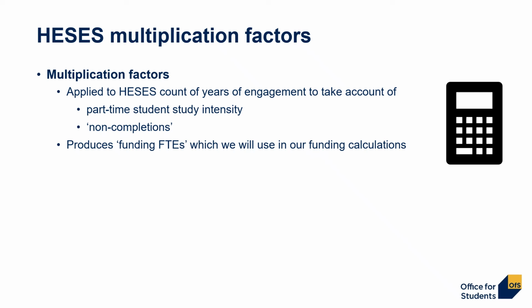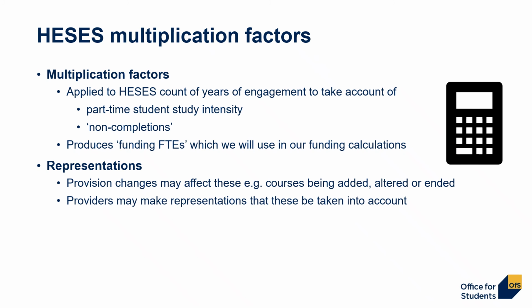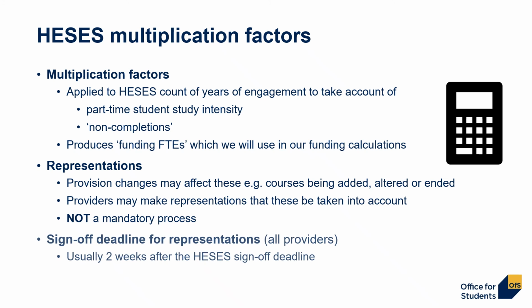However, providers may choose to make representations for some of these to be changed, for example because they are no longer appropriate for some reason, such as changes in provision like the addition, alteration or ending of courses. This is not a mandatory process, but if providers wish to make representations, they must be submitted using the HESES workbook prior to the deadline, which is usually 2 weeks after the HESES sign-off deadline.